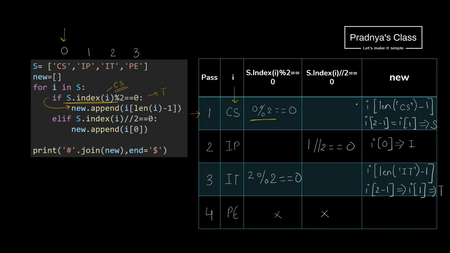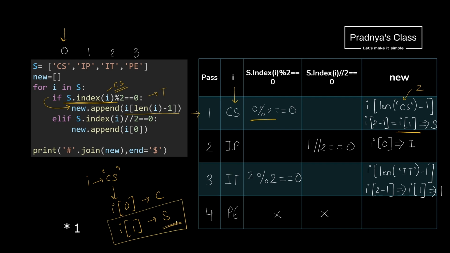Look at this expression. First, let's try to evaluate the expression. Length of I is nothing but 2. There are a total of 2 characters. 2 minus 1 will be 1. S of 1. Now tell me, I of 1 means what? I is nothing but CS. It's a string. We can access the individual element of the string using index. So if I write I of 0, it is nothing but C. If we write I of 1, it is S. According to our expression, we need I of 1. That's why it will be S. With the help of the append method, we will be appending this string to the new list. So what will this new list contain? It will contain the first element as S. Hope this is clear to you.